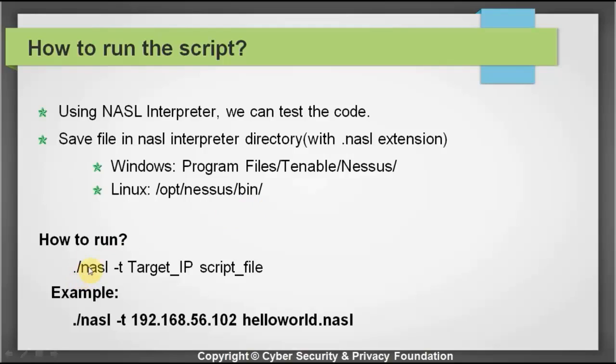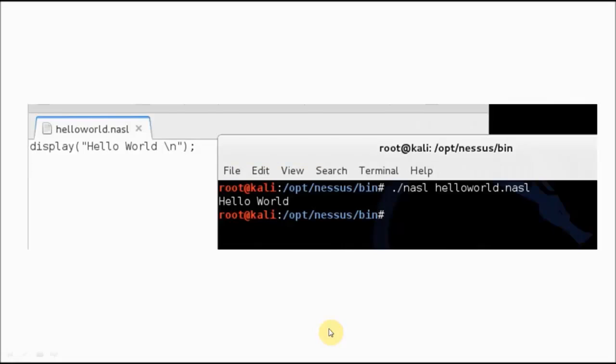You type ./nasal space -t, the target IP address, and the script file. So it will look something like this. I've given the IP address over here, and the Nasal script's name over here. So you can see an example over here. This nasal script just displays hello world, and you can see it just printing out hello world.